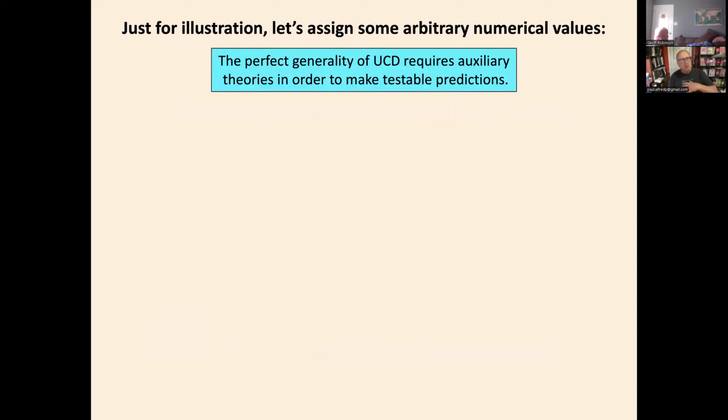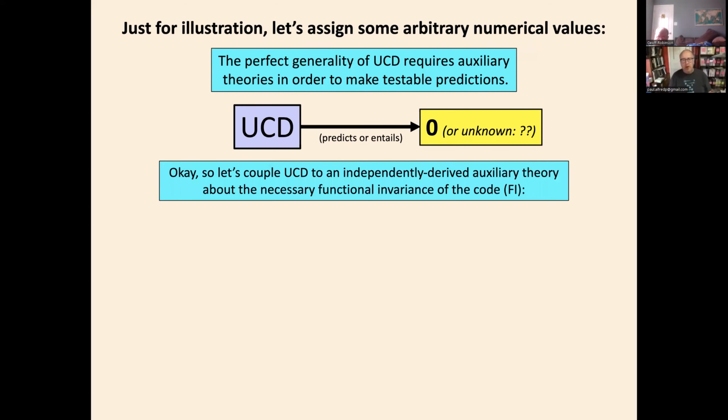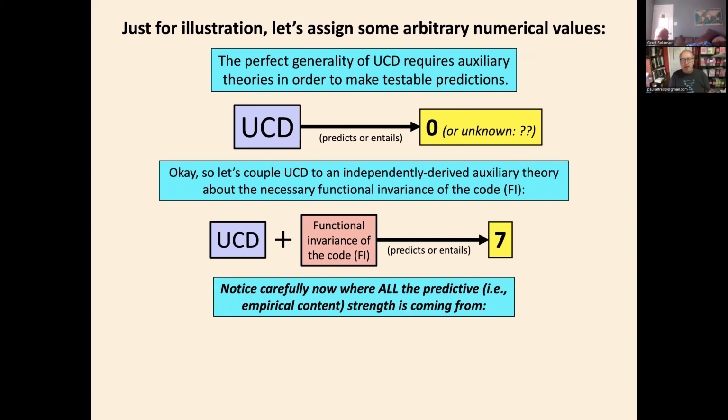So just to motivate our intuitions, or pump our intuitions, to borrow Dan Dennett's term a little bit more deeply, let's just arbitrarily assign some numerical values here. So we say universal common descent by itself, it's too general. It doesn't predict anything, or what it predicts is unknown, question marks or 0, just to give some arbitrary numerical values. All right, so let's couple it now to an auxiliary theory. And let's say we get a prediction of 7, right?